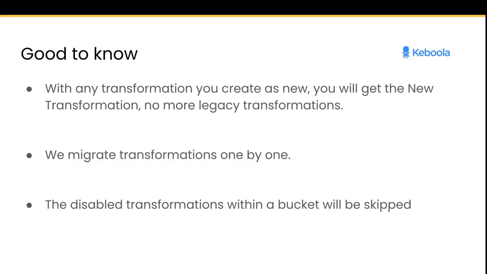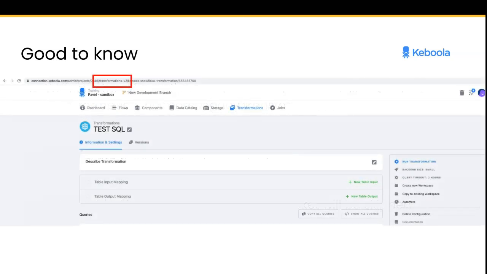Well, it's very likely that you have already been working with the new transformations. How to find out? Let's have a look. The easiest way to find out if you're already on the new transformations is to check the URL. If transformations break v2 is part of the URL, it is the new one.